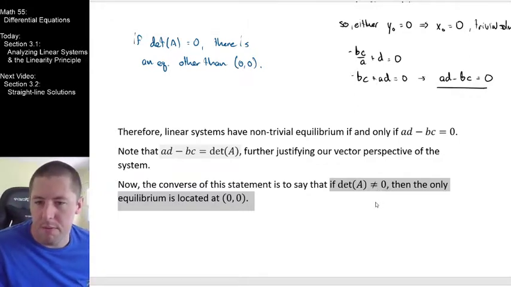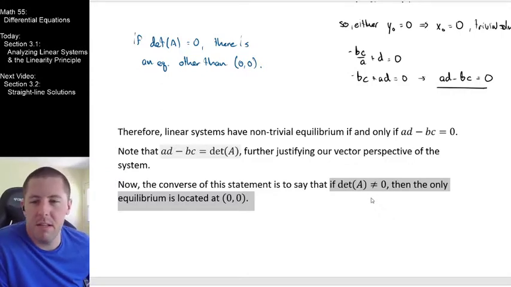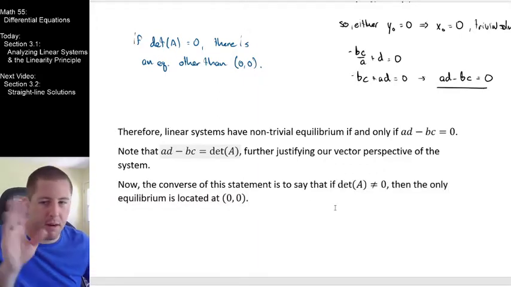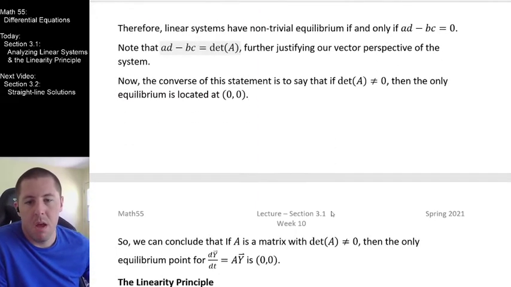I think that's in section 3.5, where we ask, what happens if the determinant of A is equal to 0? Where are those other equilibria located? And we're going to get some slightly surprising answers. It's not just going to be, oh, I solved it, it's at 5, 7. We're going to get a weirder answer for that case. That's coming out in section 3.5.